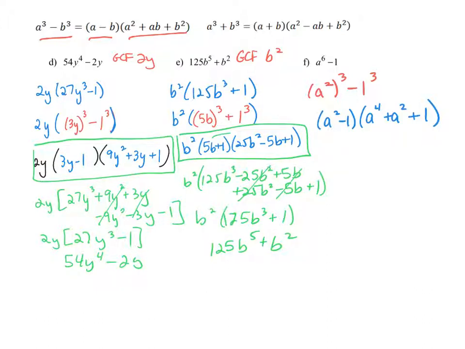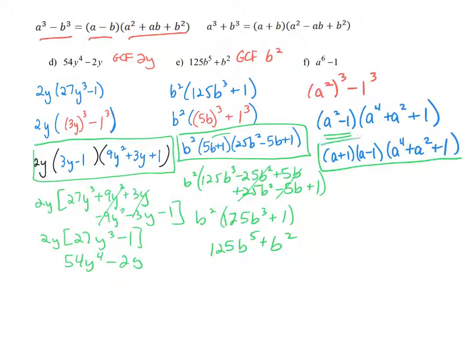Now, we could go back and actually factor this even further, because you should recognize this first factor, a squared minus 1, as a difference of two squares. So we can factor it even further, as a plus 1 is a factor and a minus 1 is a factor, along with the a to the fourth plus a squared plus 1. So that's our answer in factored form.